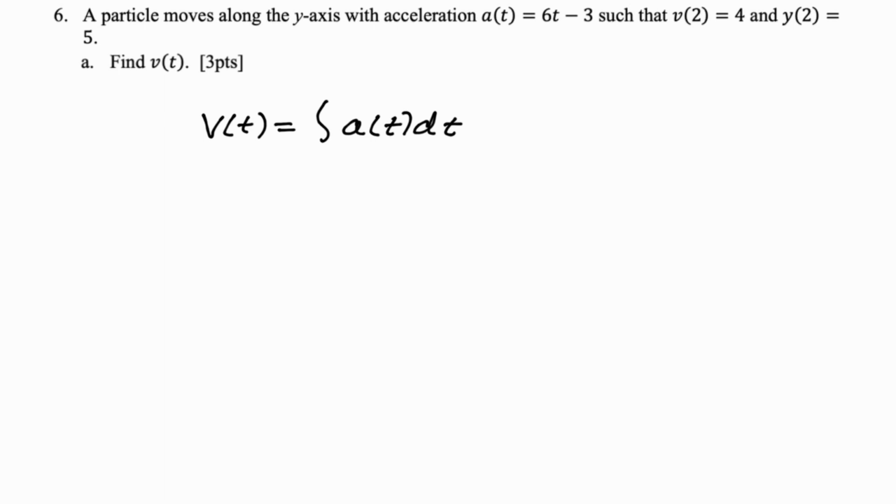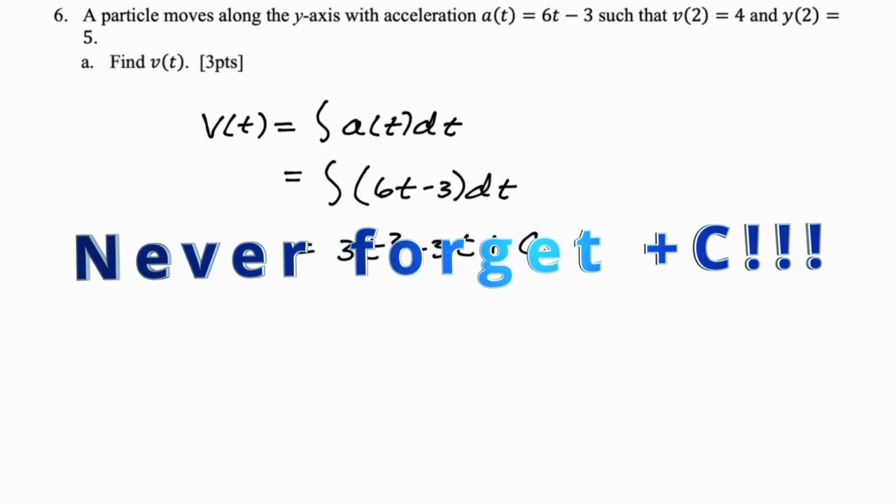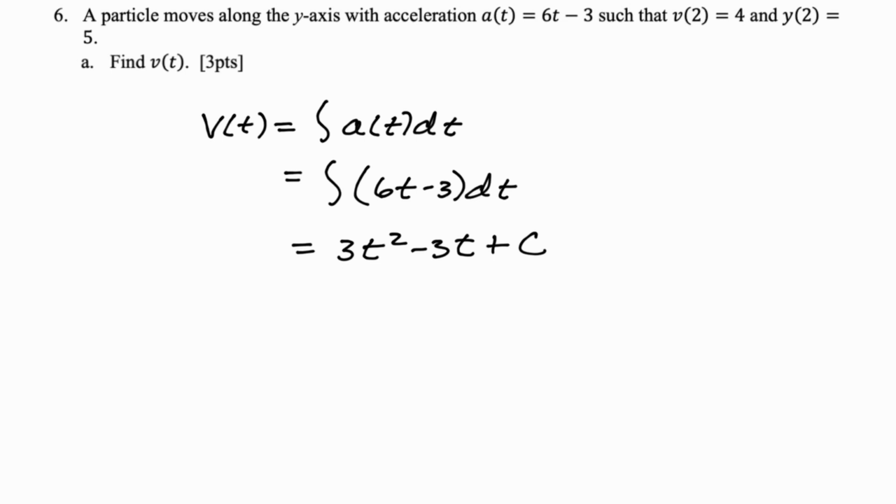All right, so that'll give us this integral. Just reversing the power rule, so it's going to be 3t squared minus 3t. A lot of people forgot plus c on this one. That's terrible. We can solve for c. I mean, you have to solve for c. Why are they telling you that v of 2 is equal to 4 if you're not going to use it, right? So we're going to solve for c.